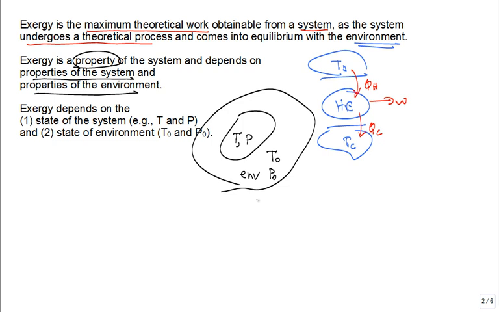And as that system undergoes a process, that temperature goes to T naught and P goes to P naught. So it comes into thermal equilibrium and mechanical equilibrium with the environment. And the maximum amount of work theoretically obtainable from that system during the process is called the exergy. So the exergy depends on the temperature and pressure that you start at, as well as the environment temperature and pressure. What does that subscript look like on that T and that P? It's 0. Not the letter O, but the number 0.